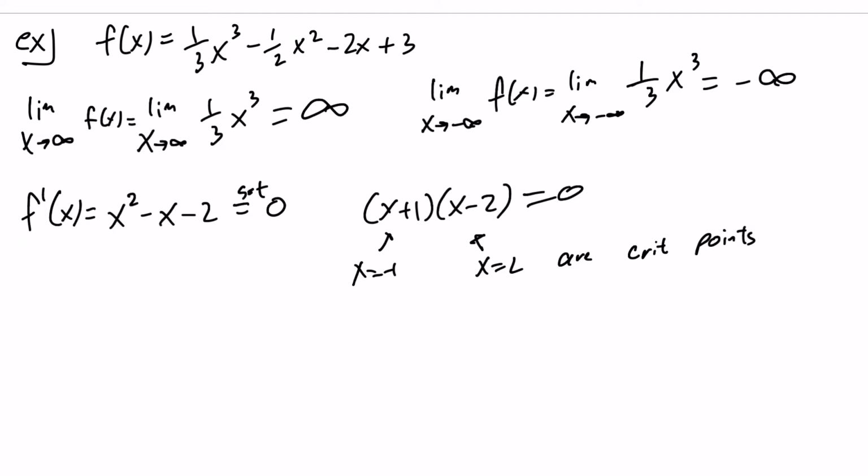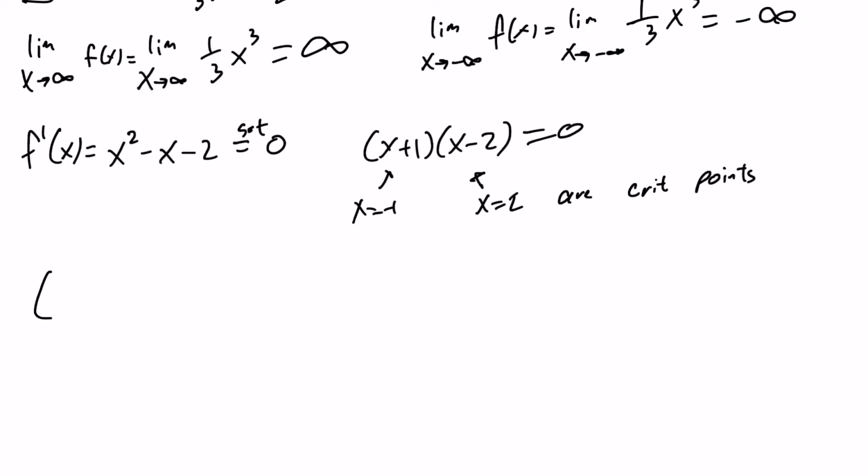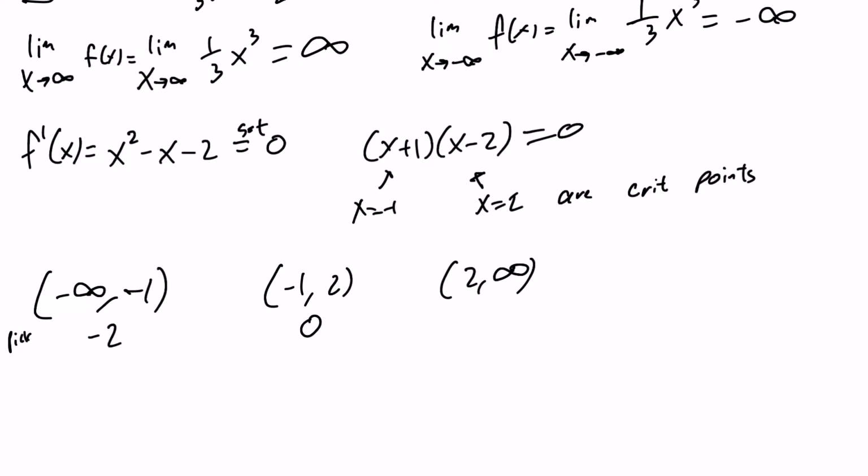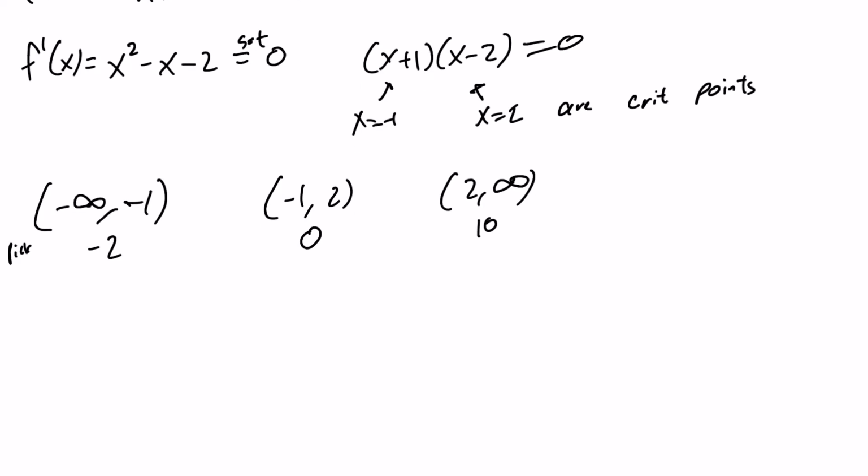And from here, we can use those to break the number line into our intervals of monotonicity. So we have an interval from minus infinity to minus 1. We have an interval from minus 1 to 2. And lastly, we have an interval from 2 to infinity. We're going to pick a number out of each of these. I'll pick minus 2, 0, and 10. Okay, we're going to plug those into our first derivative.